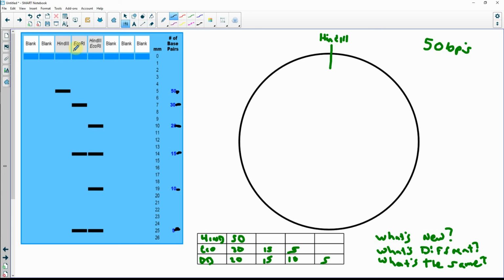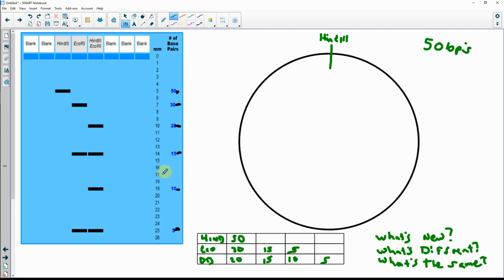So now we've done a restriction with HindIII or HindIII and EcoRI. These are two restriction enzymes, and these were both single digests, which means the plasmid was hit with HindIII and EcoRI in two separate test tubes. Then we did a double digest, which means we put the DNA in the same test tube with both HindIII and EcoRI. What we're going to do is figure out how much distance is between each of those restriction sites.